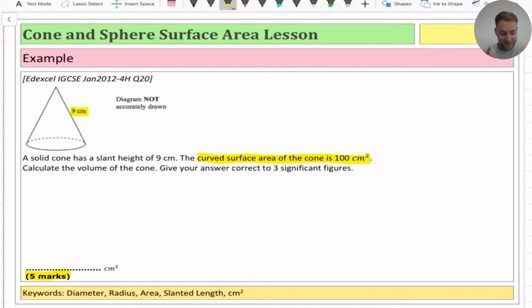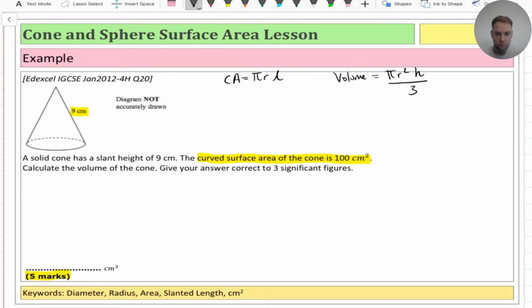So let's write down the formulas that I need to know for this. The formula for the curved area is equal to pi r L, we know that. We know that the volume of a cone is equal to the area of the base times the perpendicular height divided by 3. The base is a circle, so it's pi r squared, times the vertical height, which is h, all divided by 3, because it's a cone.